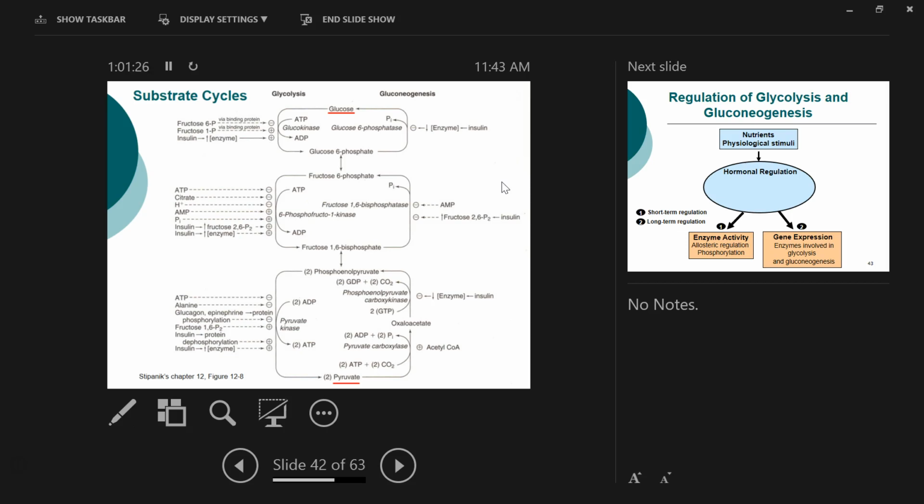For example, insulin can stimulate glucokinase, and the second key enzyme in glycolysis, phosphofructokinase 1, right? And also the last key enzyme in glycolysis, pyruvate kinase, right? So insulin basically can stimulate the 3 key enzymes in the glycolysis pathway, and so can increase glycolysis activity when insulin levels are high during the fed condition, right?